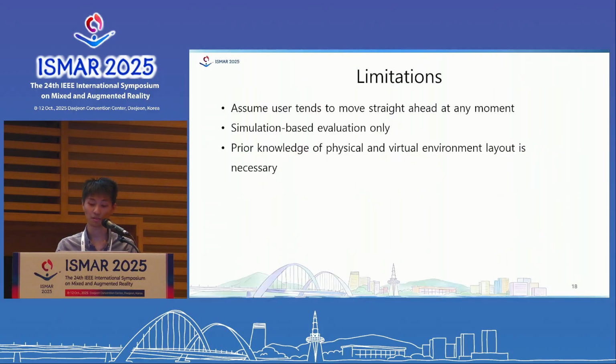There are still some limitations to our approach. First, our method assumes that the user prefers to move forward, which may not hold in scenarios with frequent turns. Second, our evaluation was entirely simulation-based. While simulation provides useful insight, live user studies are essential for validation and to understand the effect of the subjective metrics such as the simulated thickness and cognitive load. Finally, our controllers require prior knowledge of the physical and virtual environment layout, which is not always available in real-world settings.